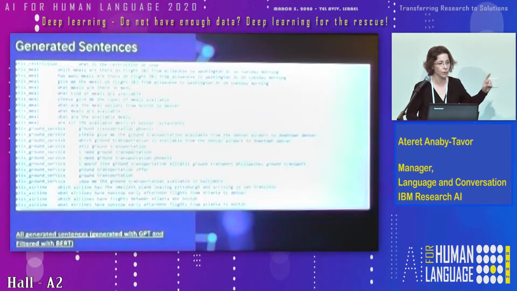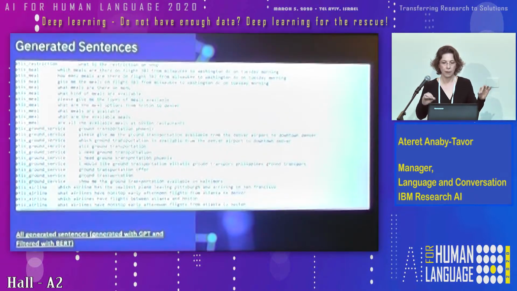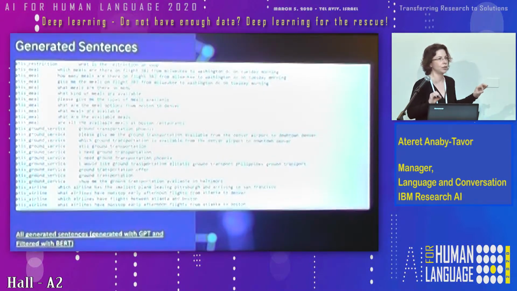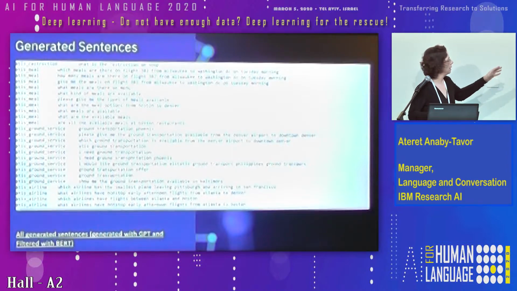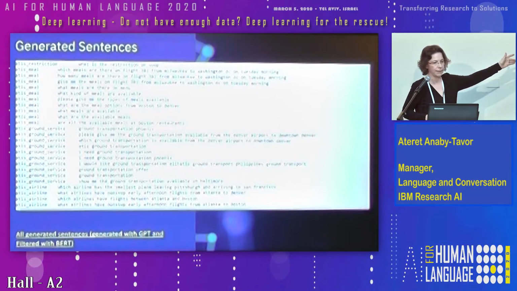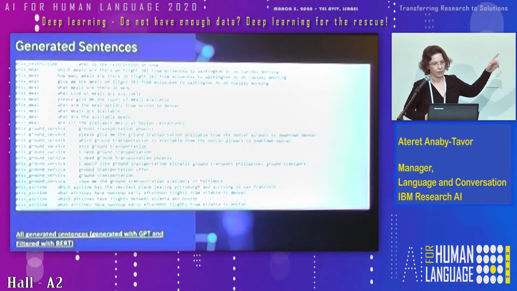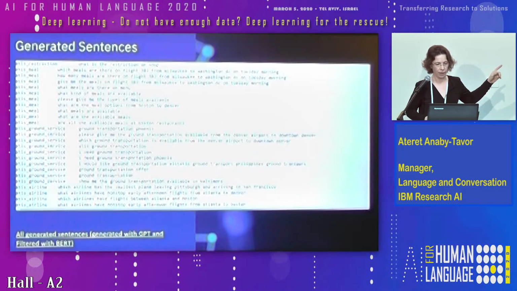But before that, I want to give you a glimpse into how such generated data looks like. So here you can see it. I will talk about the 80s data set in a minute. This is a data set that has to do with airline and travel information system.